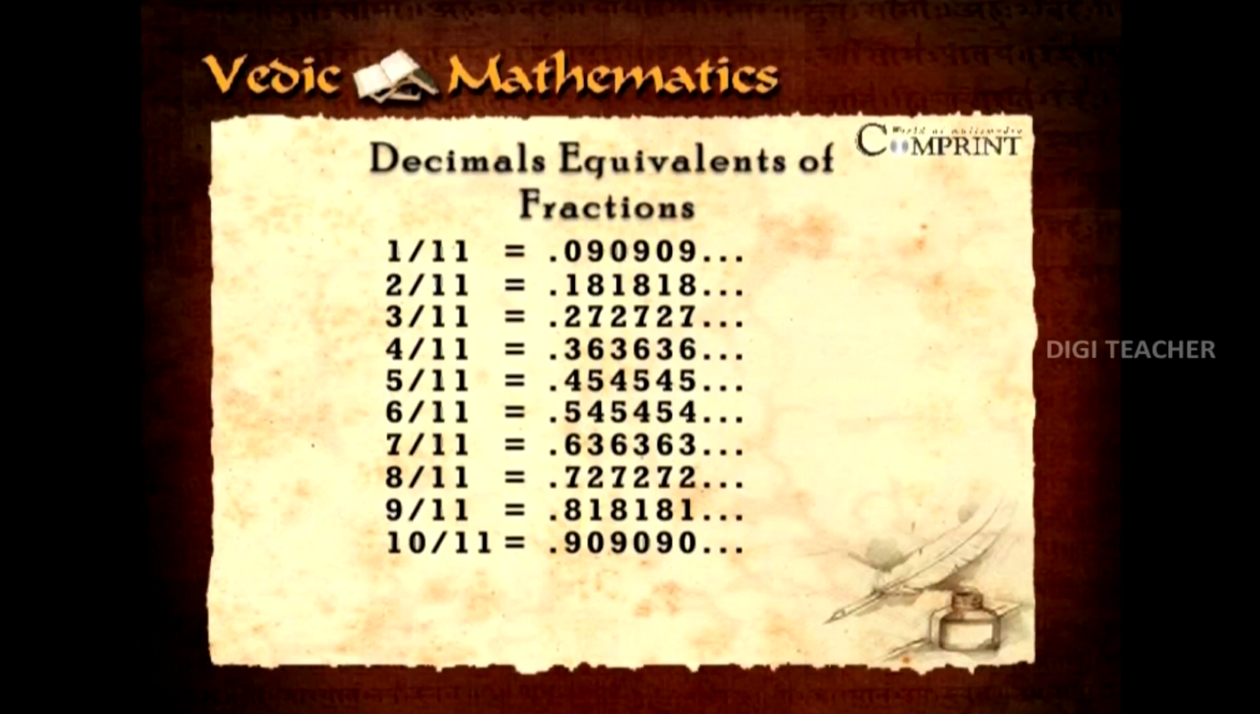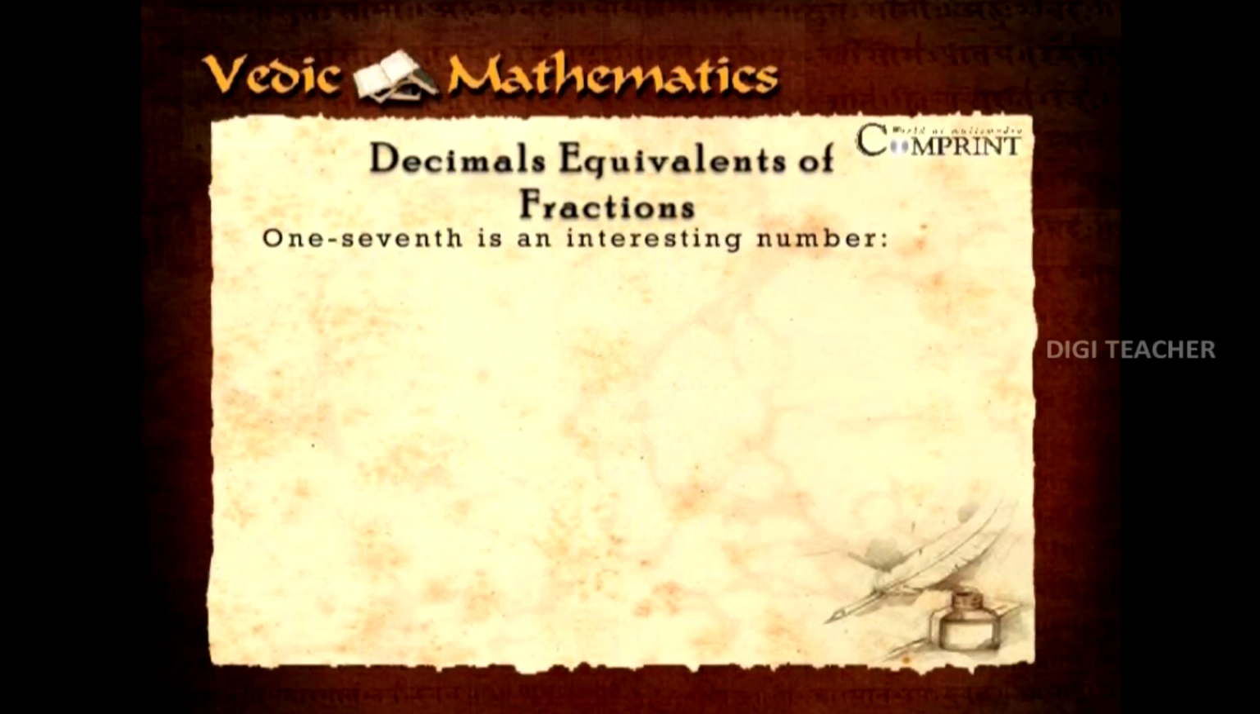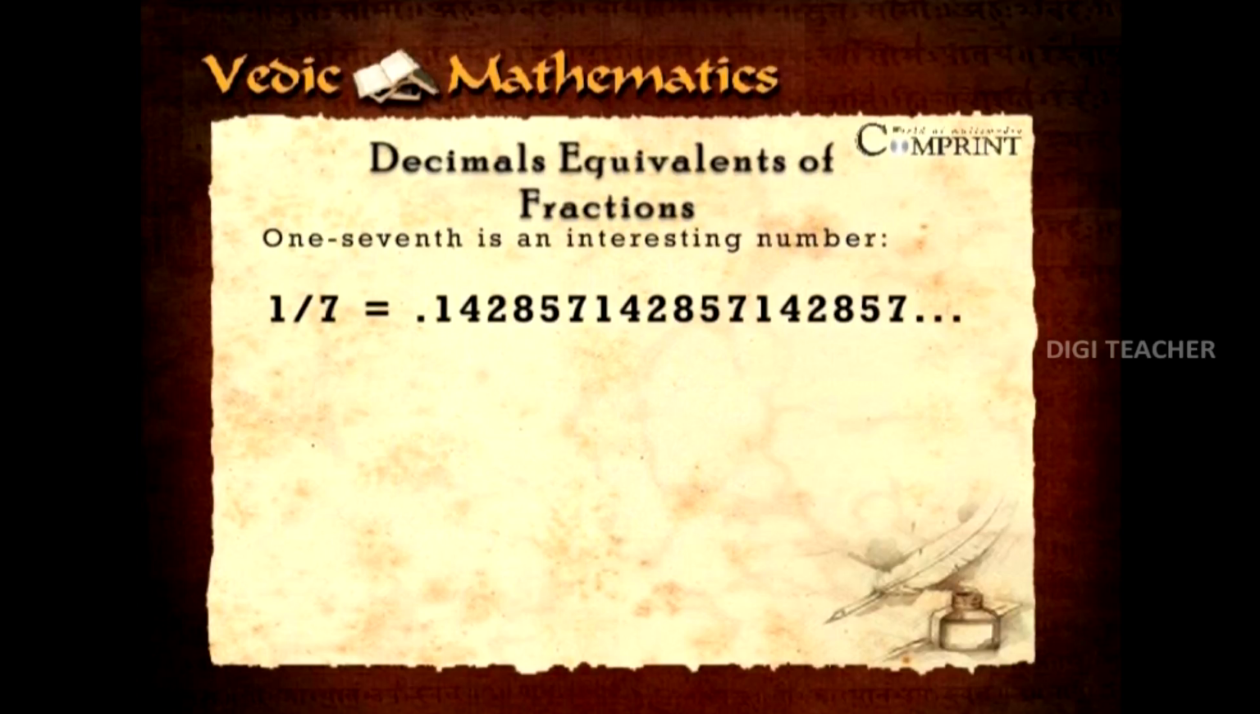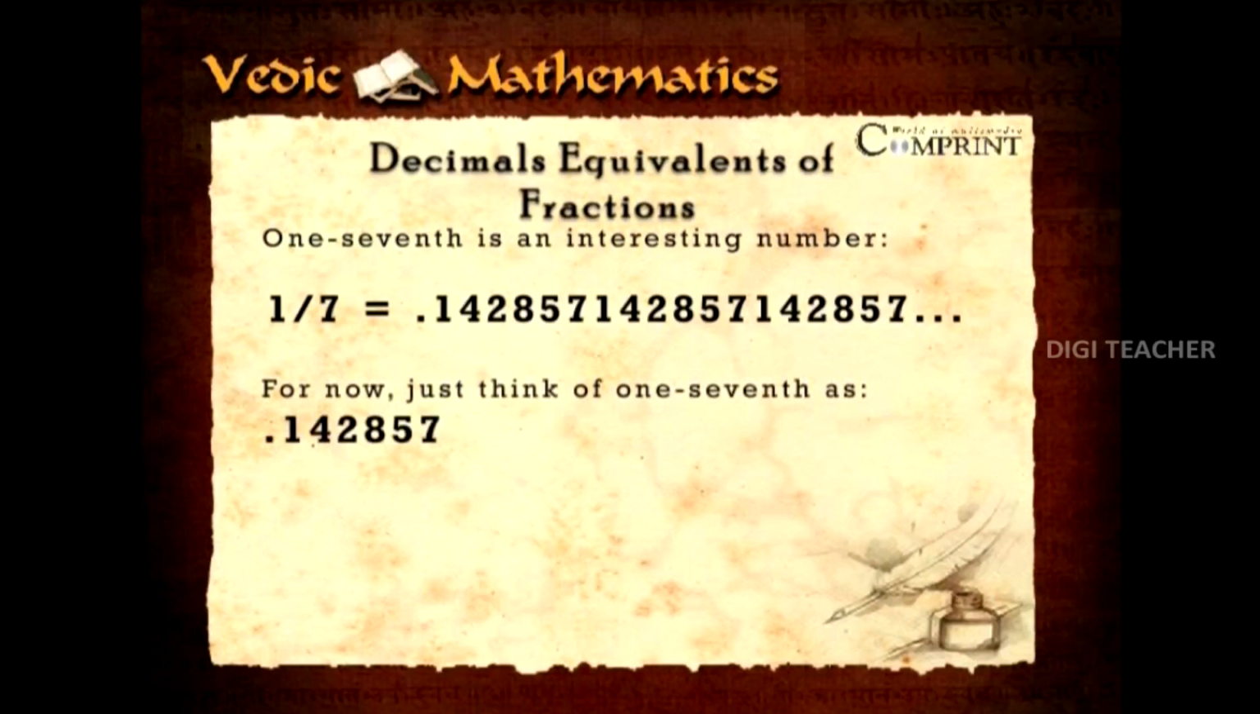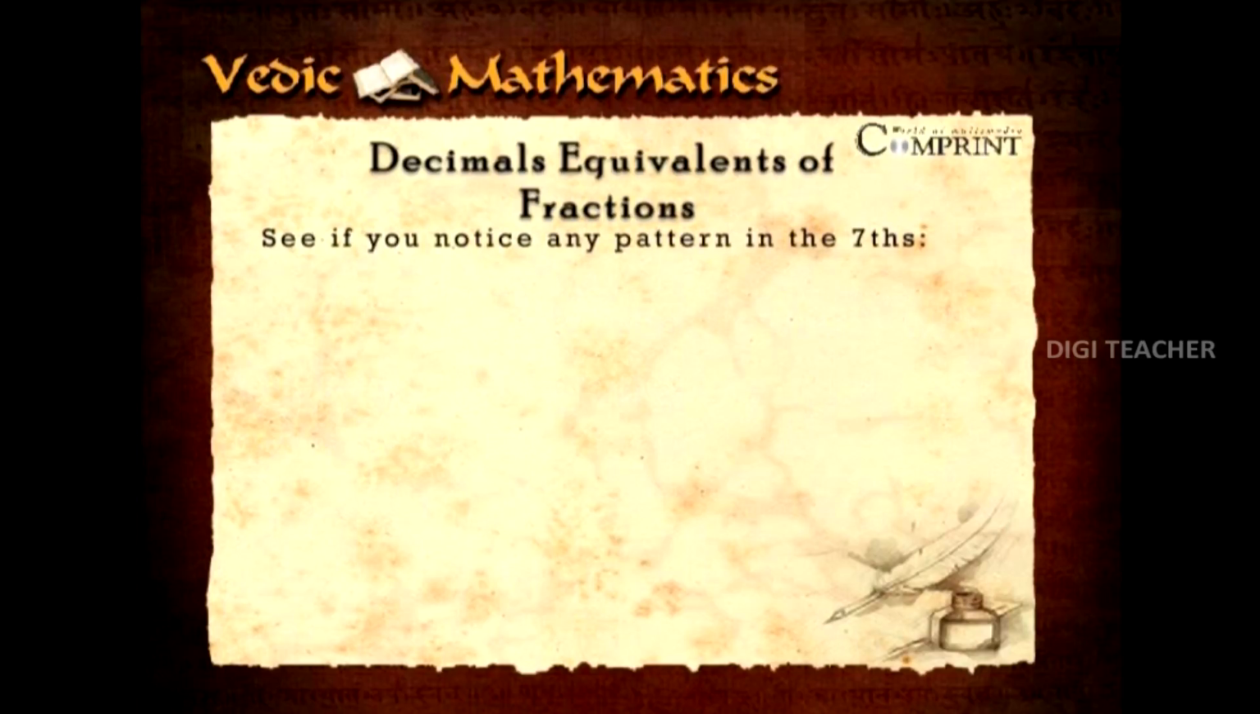Oh, I almost forgot. We haven't done the 7th yet, right? Let's get back to the 7th. 1/7 is an interesting number. 1/7 equals a decimal 142857, 142857 and 142857 and so on. For now, just think of 1/7 as decimal followed by 142857. See if you notice any pattern in the 7th.